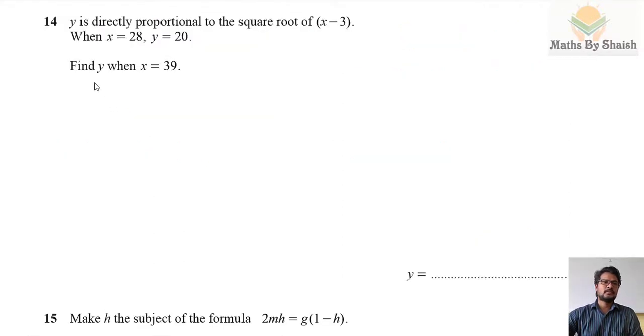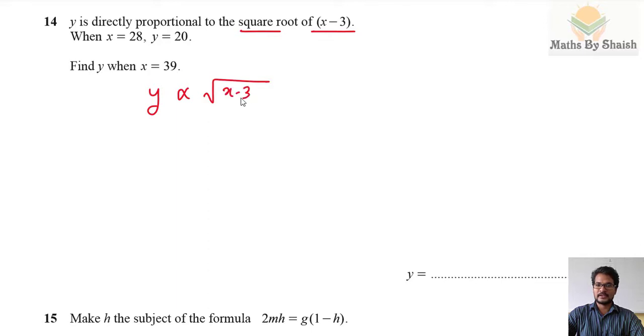And here is question number 14. y is directly proportional to the square root of x minus 3. If we write this mathematically, it says that y is directly proportional to the square root of x minus 3. And if we want to remove the proportionality sign, there would be an equality and a proportionality constant, and then it becomes y equals k times the square root of x minus 3.